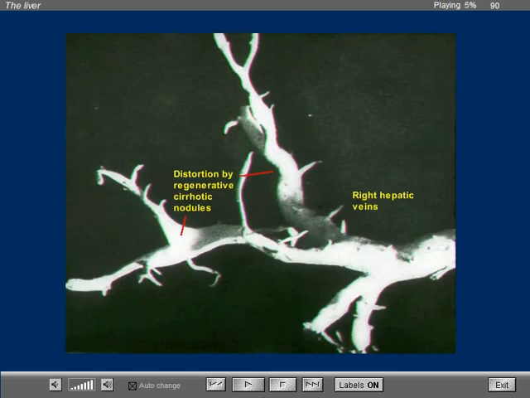This is a cast of right hepatic veins in a patient with cirrhosis. First, note the stunted branches. This is because they were obliterated by the fibrotic process and the regeneration of liver nodules with distortion of the liver lobules. Note that the major branches of the portal vein appear flattened. That is extrinsic pressure from the regenerated nodules. And this explains the post-sinusoidal mechanism of portal hypertension in liver cirrhosis.